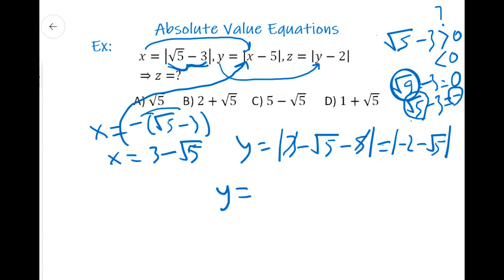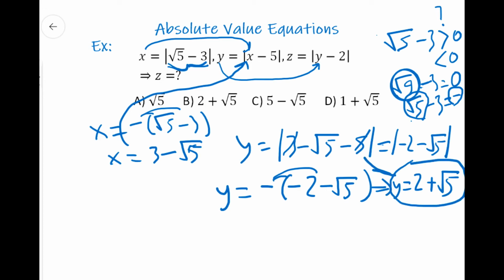So to do that, I'm just bringing a negative in front of the whole term. So negative of (negative 2 minus the square root of 5), and distribute this negative. So y is gonna be, guys, 2 plus the square root of 5, and I'm gonna put this here to find the z, okay? So z is gonna be in the absolute value.